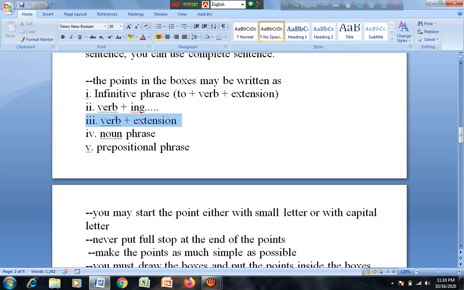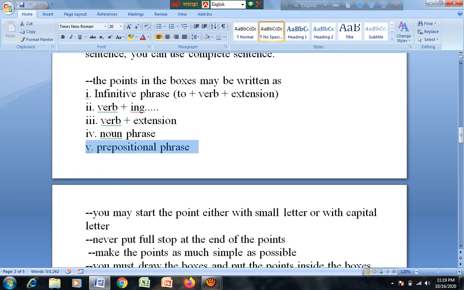In the third case, you may start your point with a verb. Just omit the subject and start the point with the verb. It may be in the present tense or in the past tense. In the fourth case, you may write the answer as a noun phrase. You may answer the point in a noun phrase. It will be acceptable to the teachers and you will be awarded full marks.